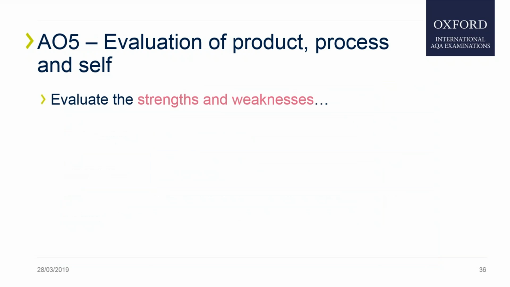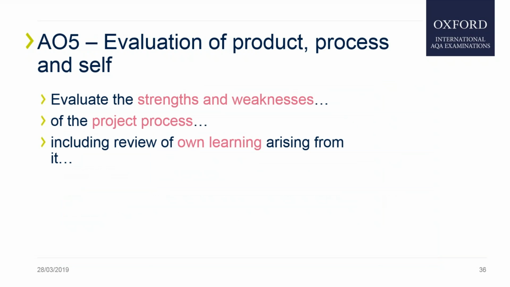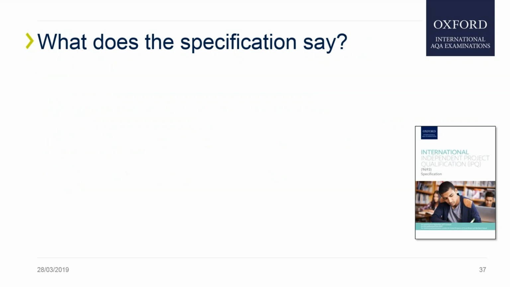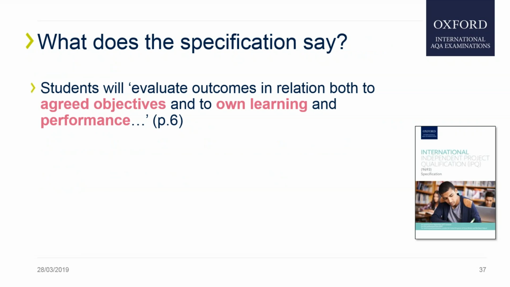Okay. So AO5 is worth just focusing on here, because it says the following: evaluate the strengths and weaknesses of the project process, including a review of your own learning arising from it and the product, i.e. the written report. And as I said, it's 10% of the total grade. So this is the AO we're focusing on in particular. Now, what does the spec say about this section of the process? It says students will evaluate outcomes in relation to both the agreed objectives and to own learning and performance. Agreed objectives are obviously what they decided right at the beginning that they were going to do in their project to achieve their aim.